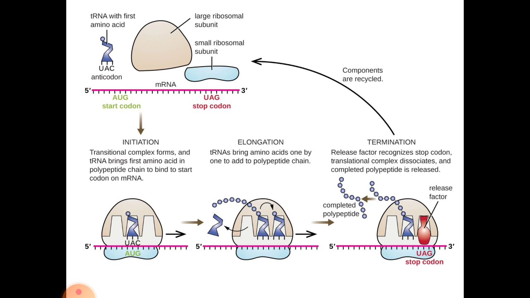In elongation, the tRNAs bring amino acids one by one to add to the polypeptide chain. While in the final stage of translation, called termination, the release factor recognizes stop codons, the translational complex dissociates and the completed polypeptide chain is released. Thus, the complex is ready. The components of translation, that is ribosomes and mRNA, are all ready for another cycle.